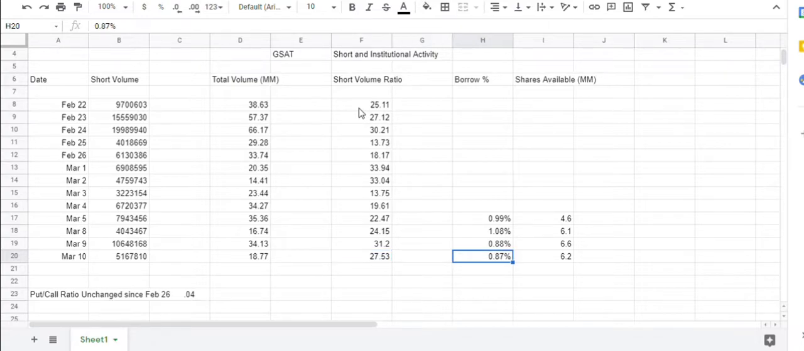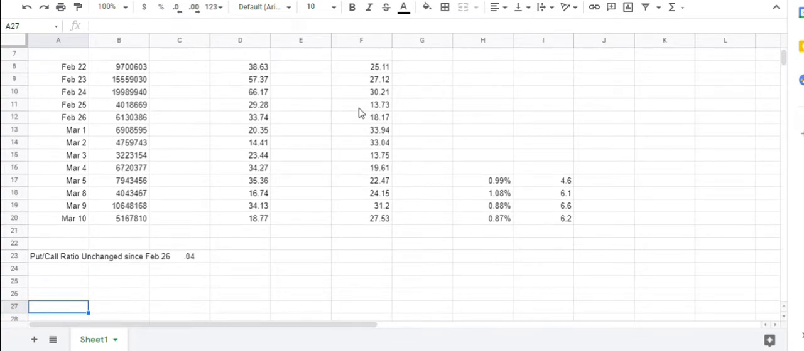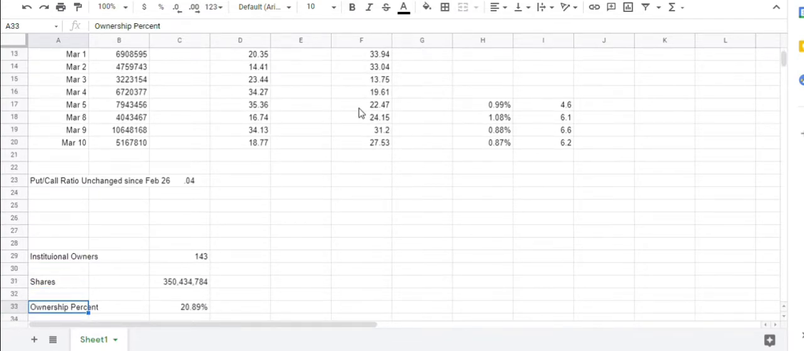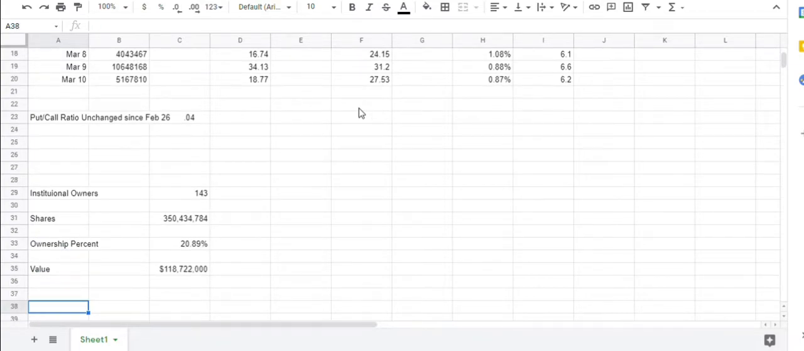The borrow rate is extremely low, below 1%. As of 6 o'clock this morning, it's 0.87% to borrow, and there's 6.2 million shares available. So when it's really getting hammered, with the gains, if there are losses, look at the short activity to see if it's a natural loss or if it's just being sold short.